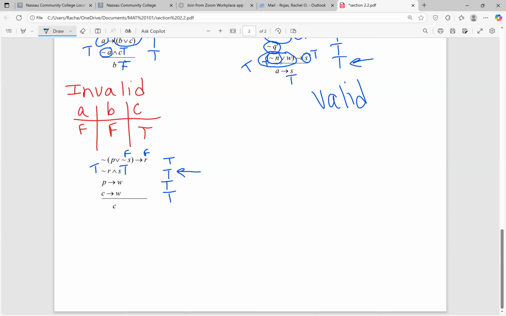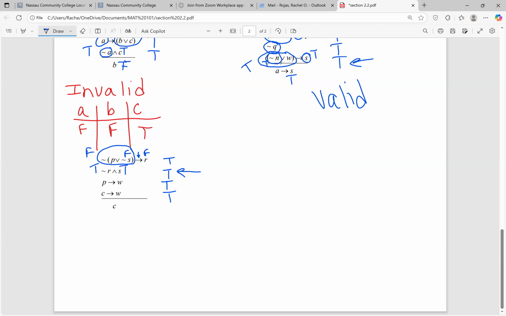Now let's think about what we have going on here. So we have a conditional in that first premise, but the right-hand side of it, R, is false. But we need this premise to be true. So the conditional has to be true. So that makes the left-hand side has to be false. Because a false implies false is true. If the left-hand side was true, true implies false is false, which doesn't work, right?